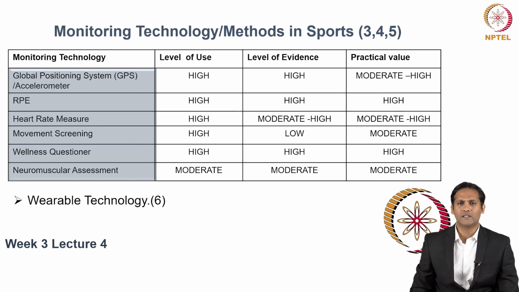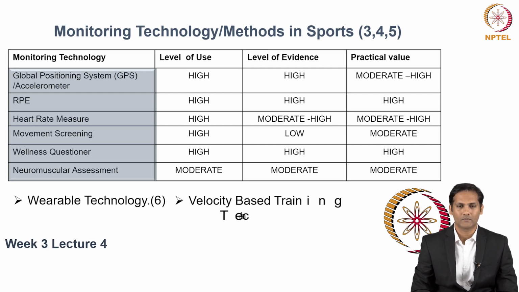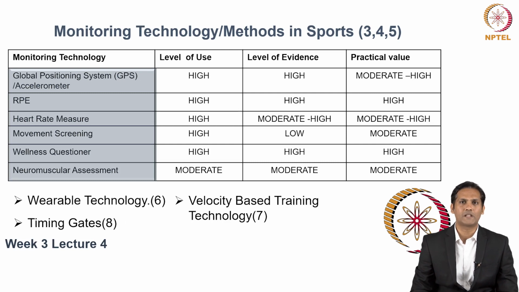Apart from these methods and technologies, there are various technologies that can be used to monitor sports as well as non-sports activity when we consider a non-athlete. Then there is velocity based training technology, which is specifically used for the athlete population to monitor their power training. There is also timing gate technology, specifically used to monitor speed sessions, which can be in a linear direction as well as in multiple directions, as observed in agility training.